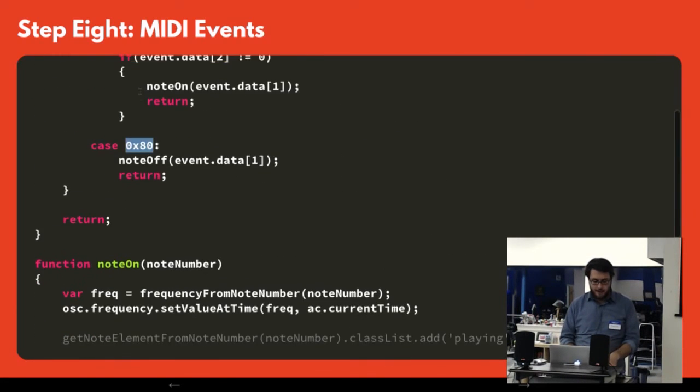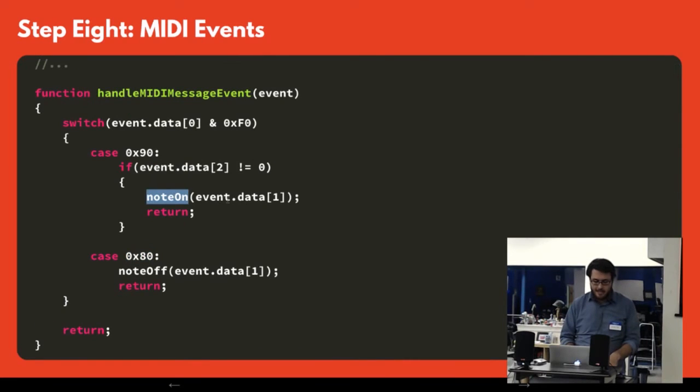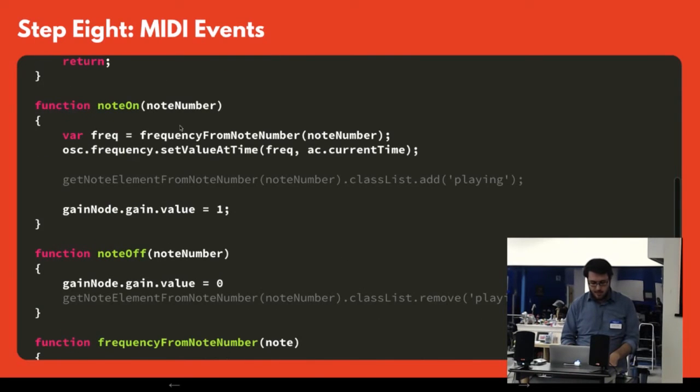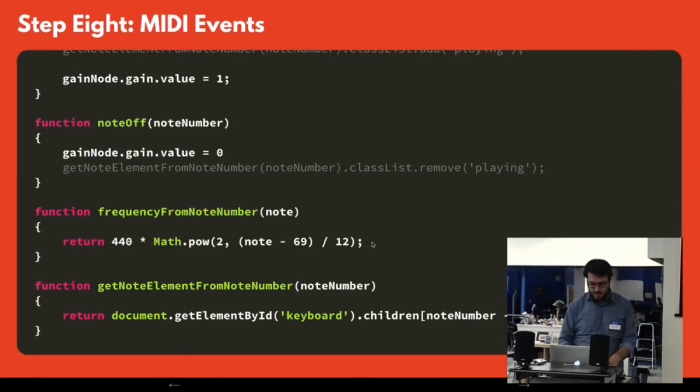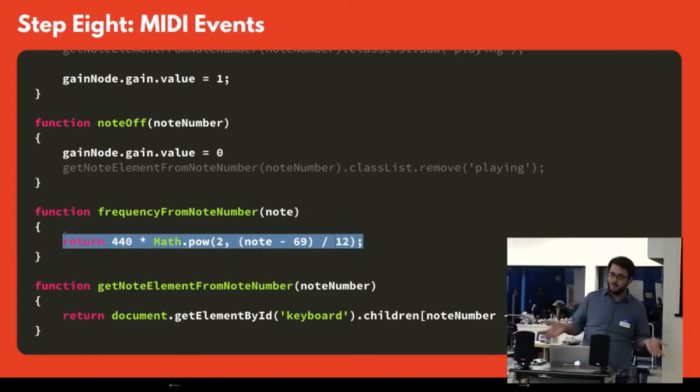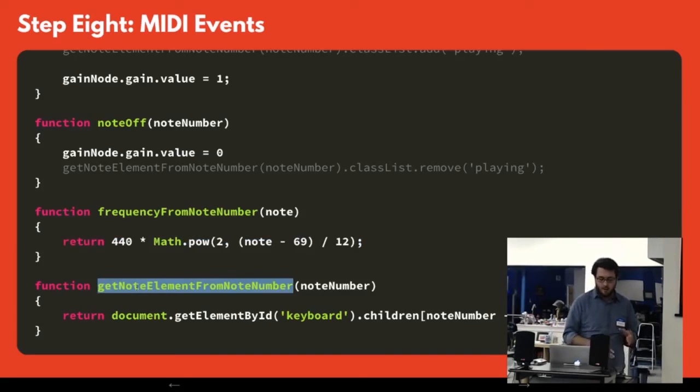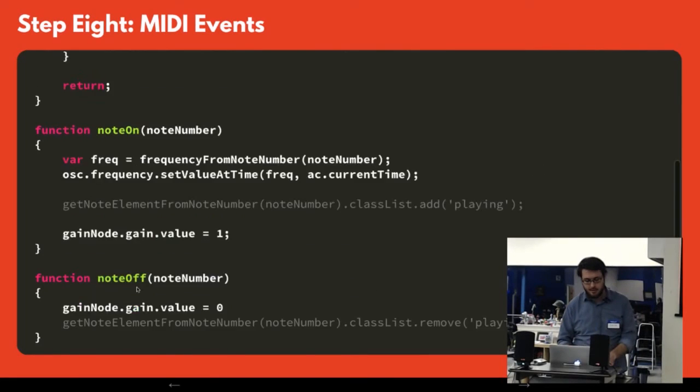Then if I get a note on event, I pass it the next part of my data block, which happens to be the note number. So what I'm doing here is I'm getting the frequency, and then I'm setting the frequency to what it should be based on that note number, which is this crazy equation here, which I didn't figure out. I just found it online, and it seems to work. And then I just have a function to get the note number and then get the element so I can make the pretty effects. But it's not that interesting.